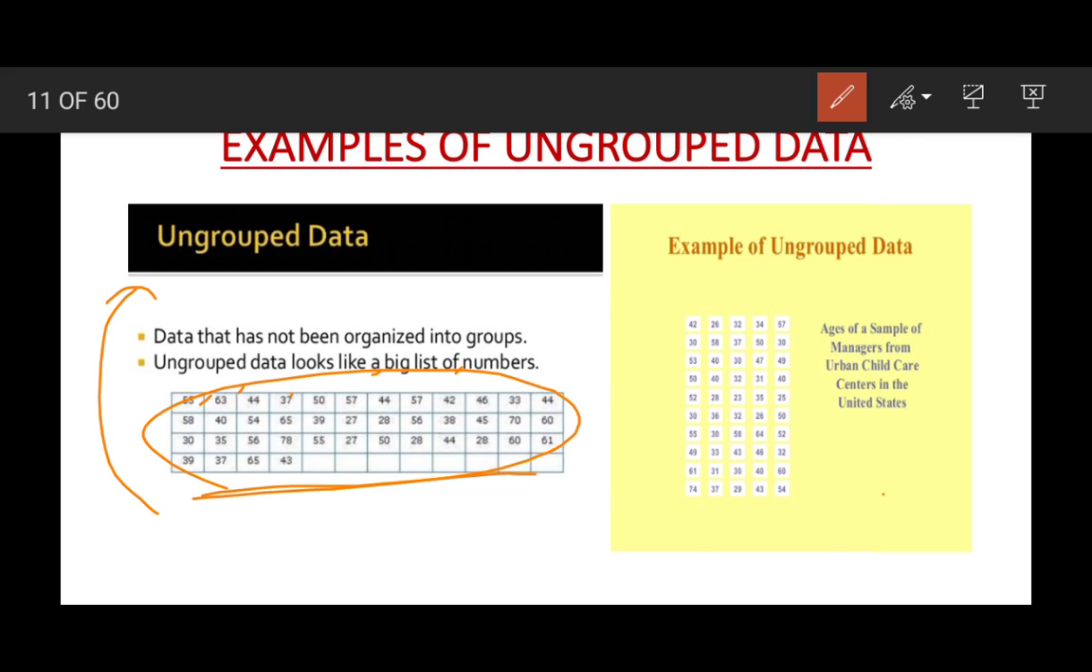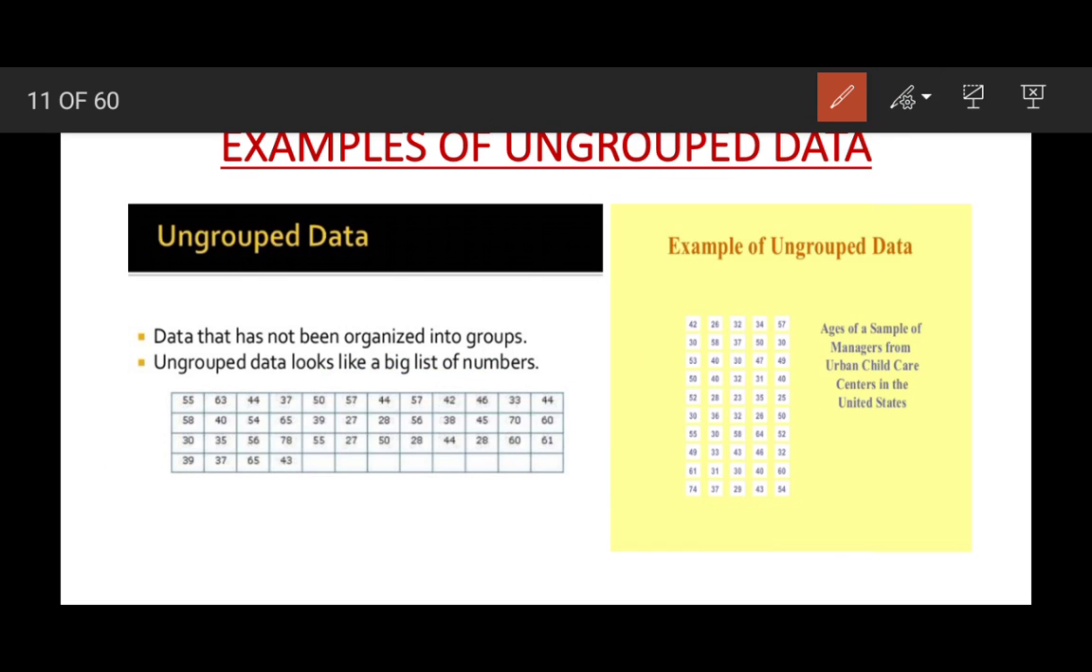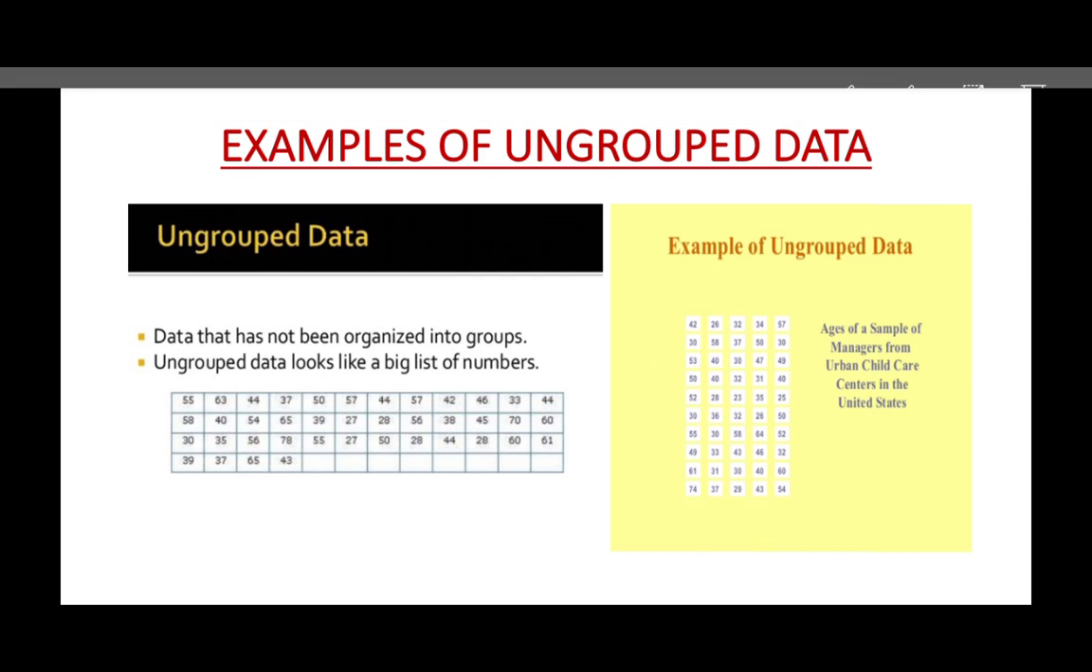See example number 2, ages of a sample of managers from an urban child care center in the United States. See, only numbers are given, frequency is not given, single numbers are given, discrete values are given. So this is an example of ungrouped data. Okay, so ungrouped data is clear. If frequency is not given, that means the data is ungrouped data.